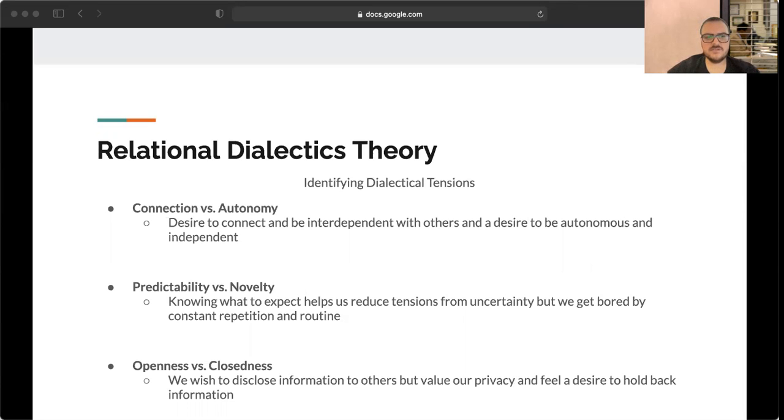The third is openness versus closeness, and we all want a partner we can be totally open with. We wish to disclose information to them, and we want them to disclose information to us. But at the same time, we have a desire to hold back information.